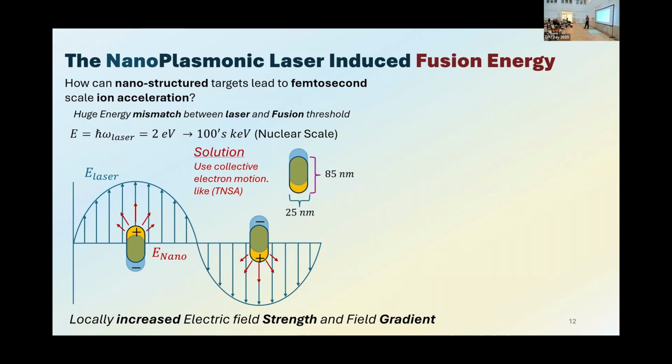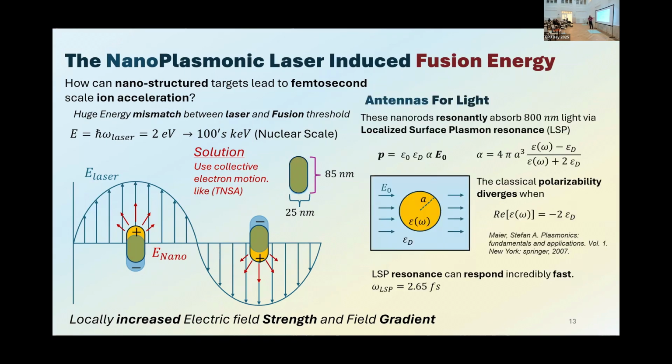The solution to this is a solution that's used in many other laser experiments. We use collective electron motion. We take the laser field, we use it to accelerate electrons, and then those electrons in turn accelerate ions. So in our specific case, we have these nanorods which sit in the electric field, and as the electric field of the laser goes by, the electrons start to oscillate with this laser field like a tiny antenna.